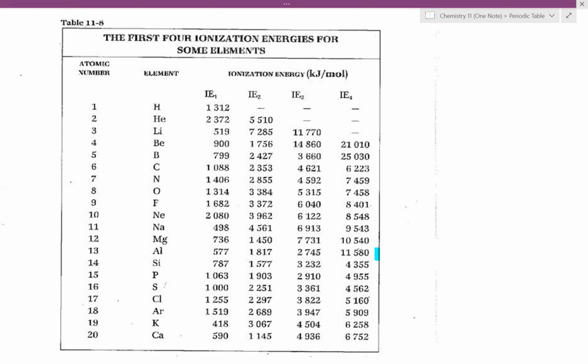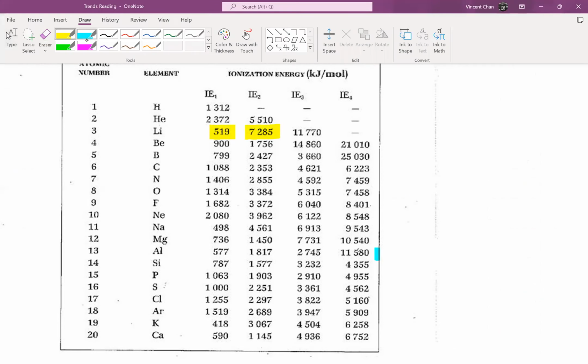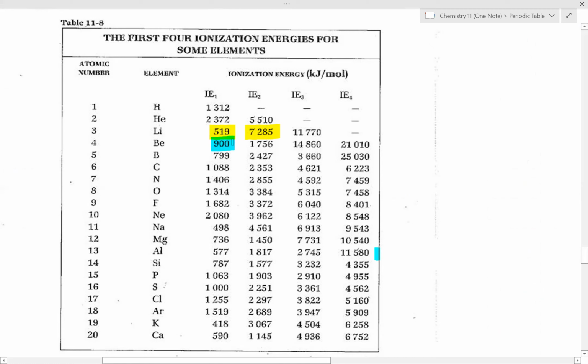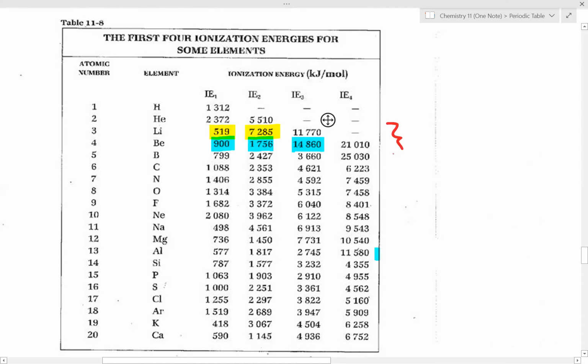Now, one thing I would like you to notice on this table, notice lithium: to remove the first electron, very low energy. But notice it jumps almost 10 times to remove the second electron. Look at beryllium. Remove the first electron, fairly low. Second one, maybe double. But the third one, take a look. It is almost 10 times the energy. So the one thing I would like you to think about is why this pattern?